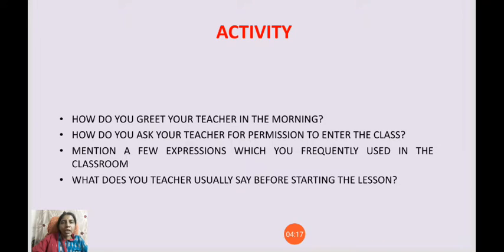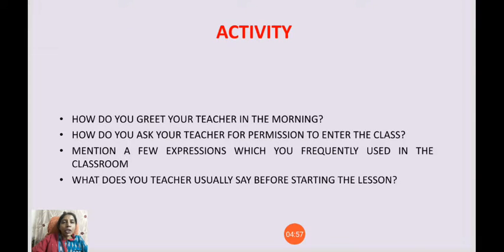Now take a notebook and think of a few expressions. Mention a few expressions which you frequently use in the classroom. Note 2 or 3 expressions that you use in the classroom. Now keep the expressions with you. At the end of the class, let's see whether you have used the correct expressions or not.